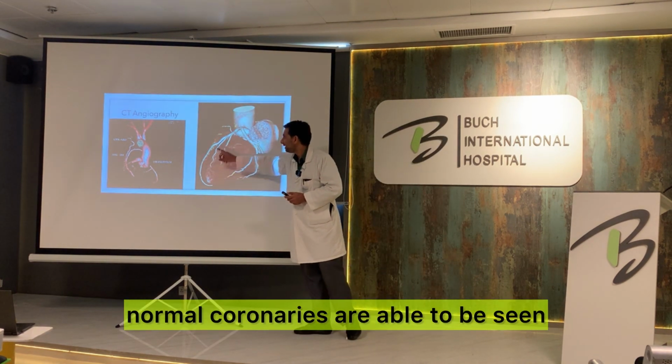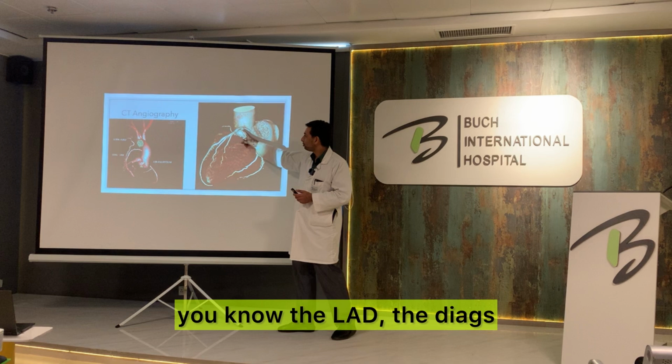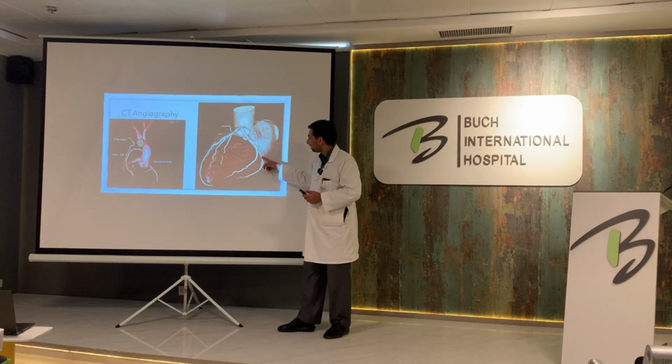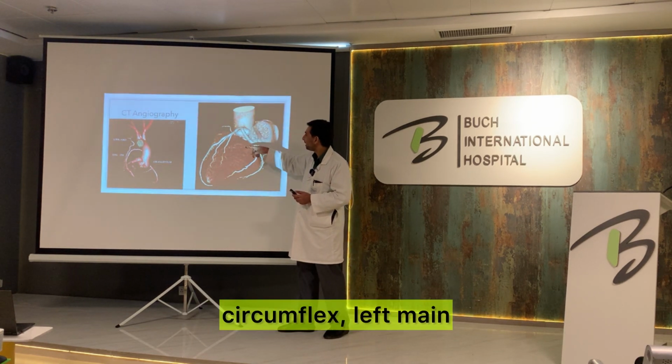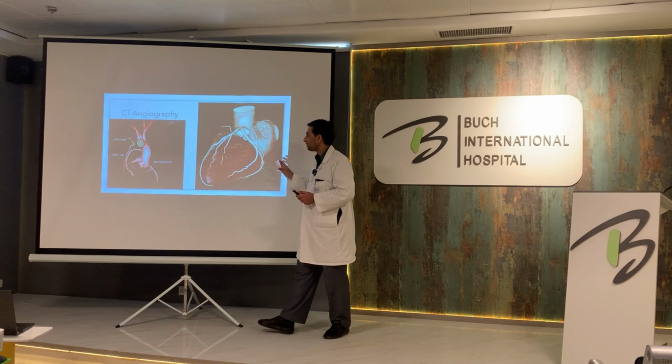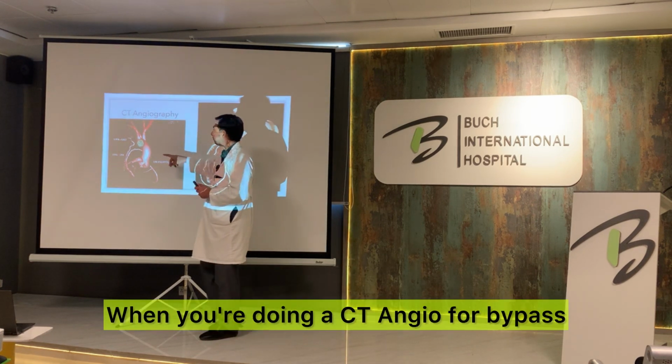So on CT angio, normal coronaries are able to be seen. You can see the calcium level, the LAD, the diagonals, circumflex, left main, and the amount of calcium.